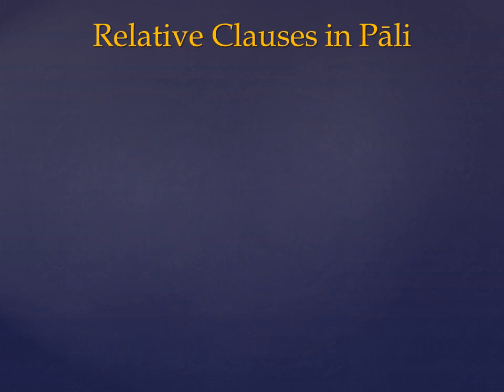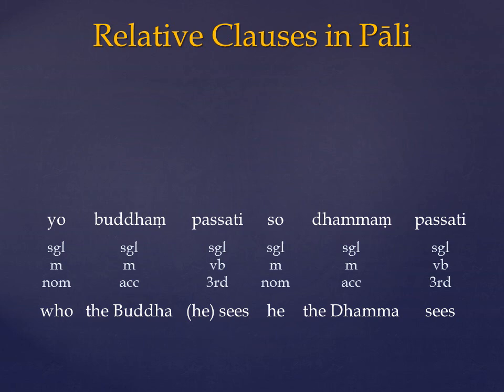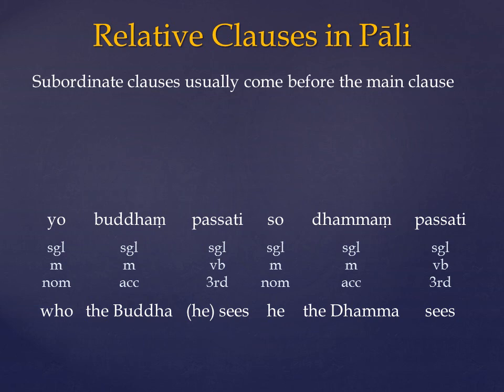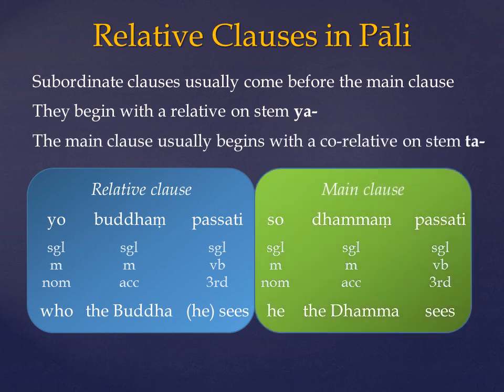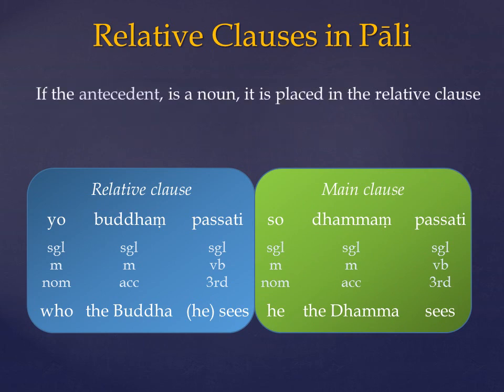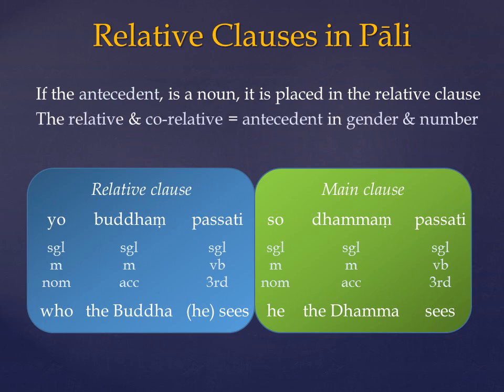So, let's now remind ourselves of the anatomy of a relative clause in Pali. Unlike English, the relative clause generally precedes the main clause. We can identify the relative clause because it will begin with a relative term, either a relative pronoun or adverb, formed on the stem ya, while the main clause will generally begin with a correlative pronoun formed on the stem ta. The antecedent, if it's a substantive, will appear in the relative clause, and both the relative and the correlative pronouns will agree with the antecedent noun in both number and gender.